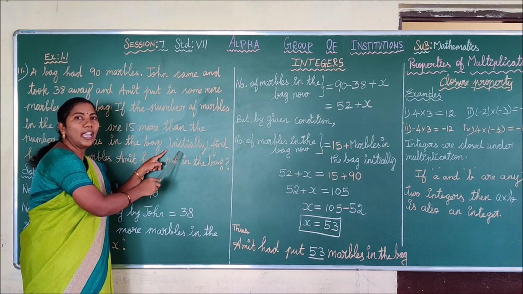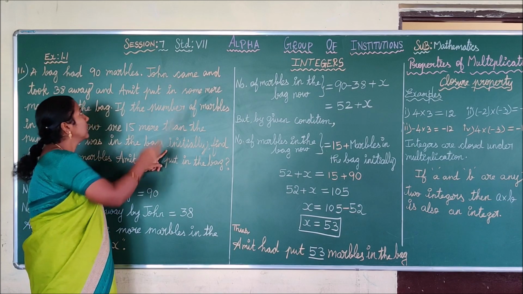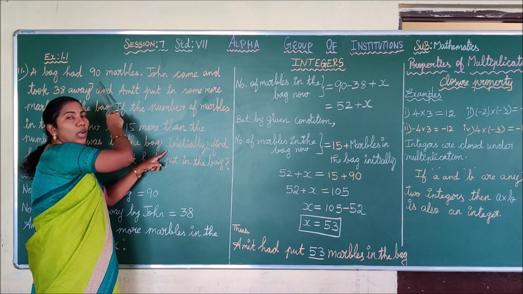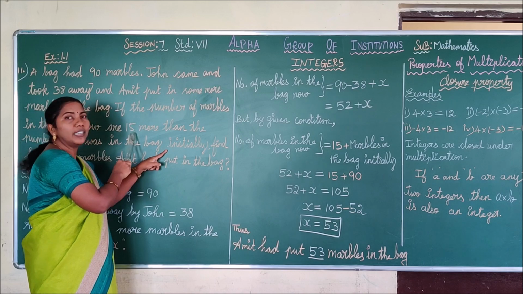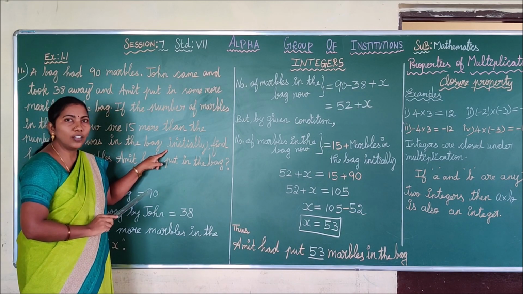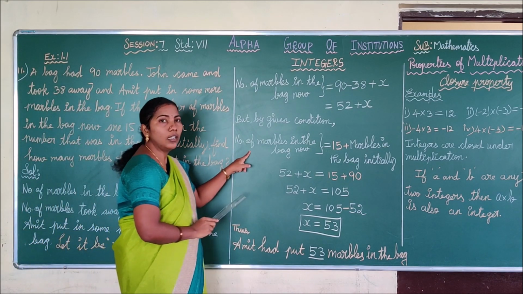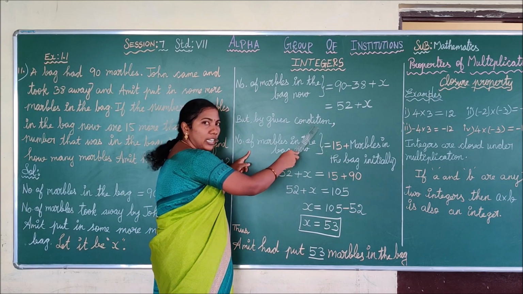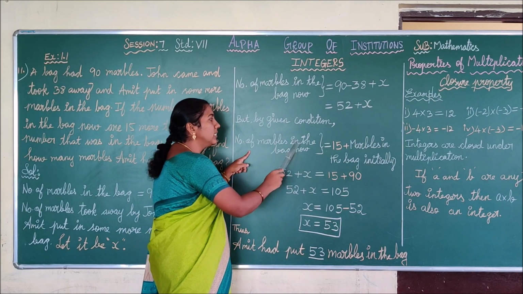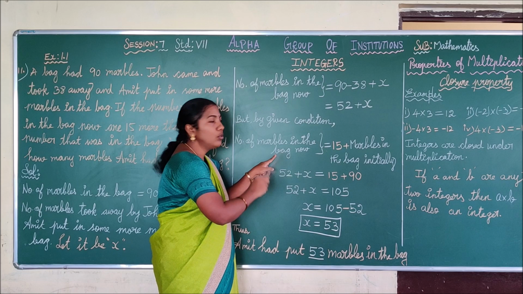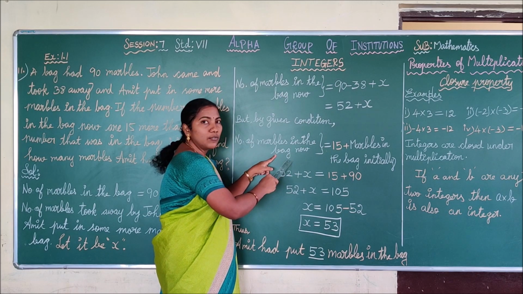Initially the bag has how many marbles, children? Yes, 90 marbles. So you have to add 15 with 90. You get 105. Yes, very good. See here, children. By the given condition, number of marbles in the bag now. Now the number of marbles in the bag is what?